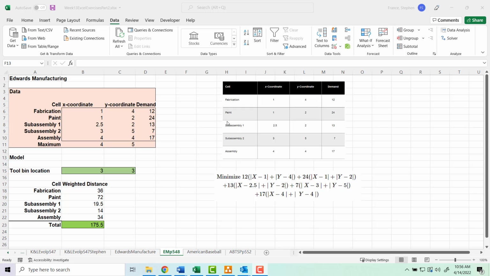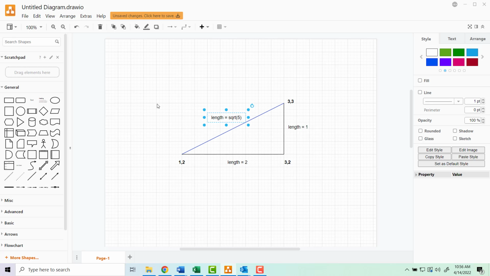Okay, so let's go back to the painting place. This is at x equals 1 and y equals 2. And what we're doing here is finding the difference between our tool bin location and the x variable. So if it's 5 minus 1, it would be 4. And the difference between the y location of the tool bin and the y variable for the paint, which is 2.